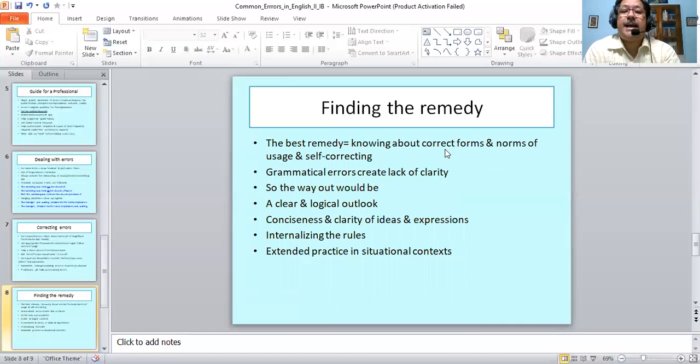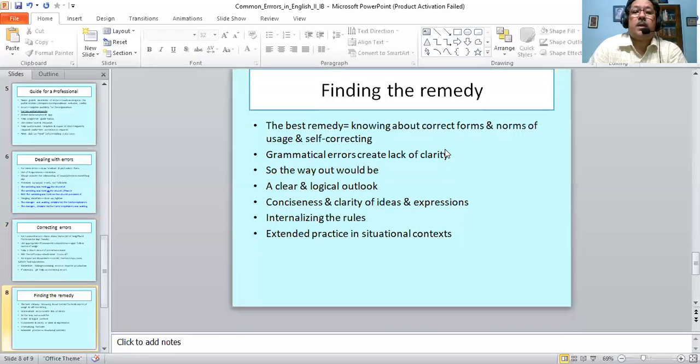So, what is the remedy ultimately? The best remedy is to know about the correct forms and the norms of usage, and to self-correct, or to correct oneself. Grammatical errors usually create a lack of clarity and ambiguity in meaning. So the way out would be to cultivate a clear and logical outlook. Grammar is very, very scientific, and this is something which should not be forgotten. Conciseness and clarity of ideas and expressions need to be cultivated. Also, internalize the rules as far as is practicable. And finally, put in extended practice in situational contexts.